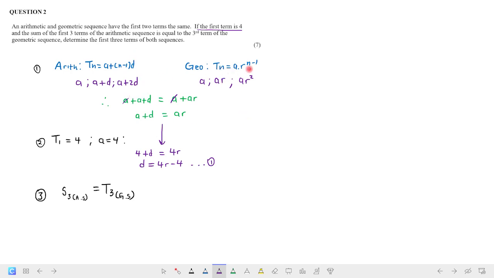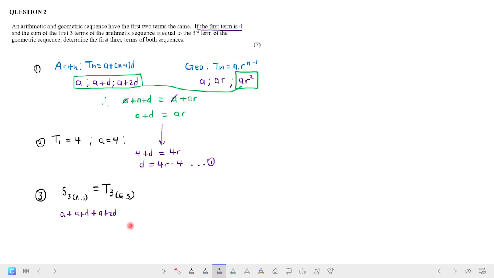So this whole set of terms, when you add them, is basically the same as this term. So this then means on the left part, I have a plus d plus a plus 2d, because that's the sum of the first three terms.